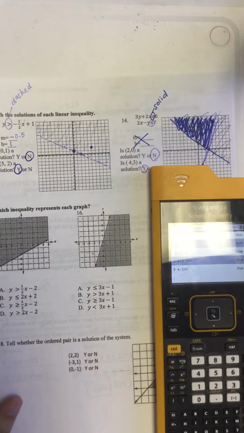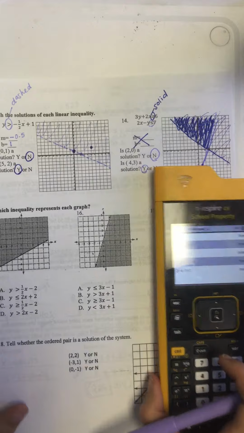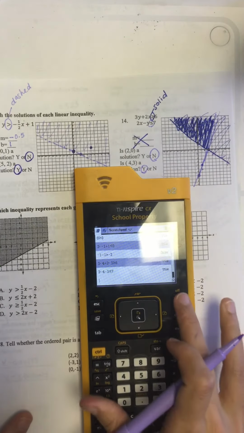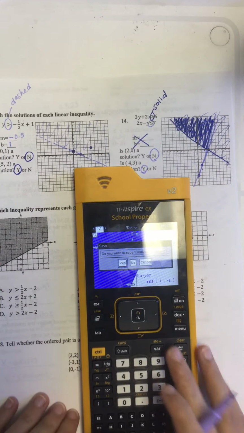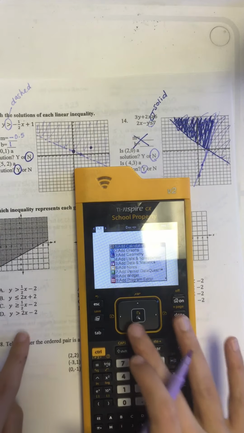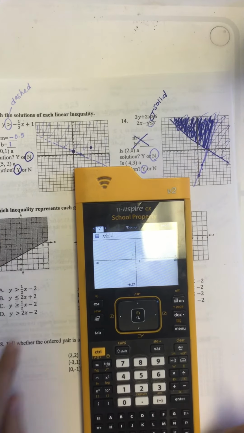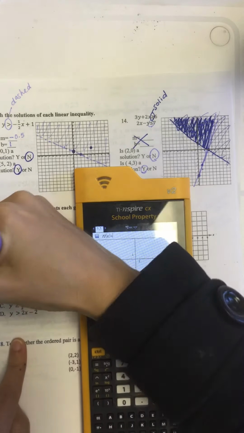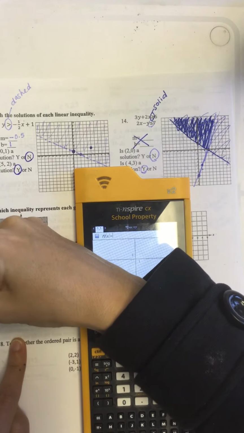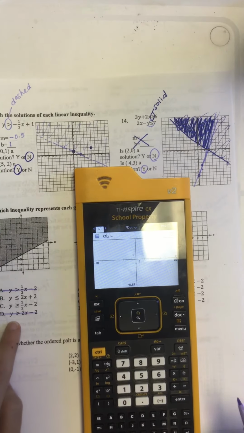All right, number 15. Which of the following inequalities represents the graph? All we are doing here is matching. So we're just going to graph these until we find one that matches. I can tell pretty quickly that I can cross off two of these because this is a solid line. So I know A is wrong and D is wrong because they don't have lines underneath.